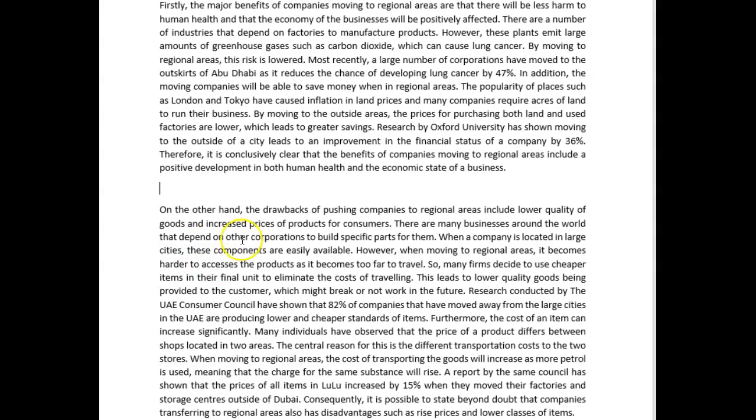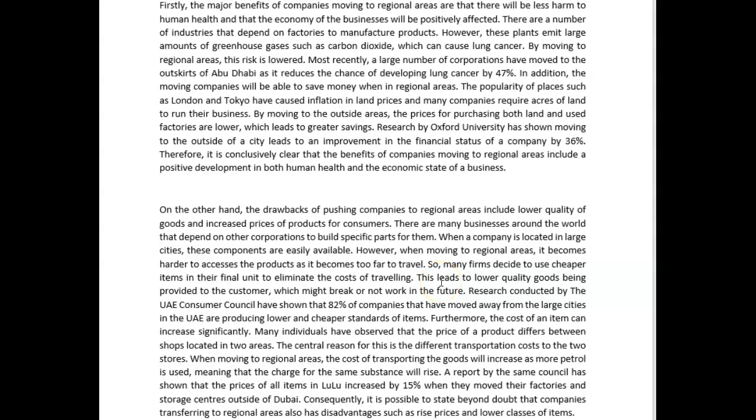Careful, because this "which", it's as if you're talking about the customer breaking or not working. So instead you could have said, this leads to providing the customer with lower quality goods, which might break or not work in the future.